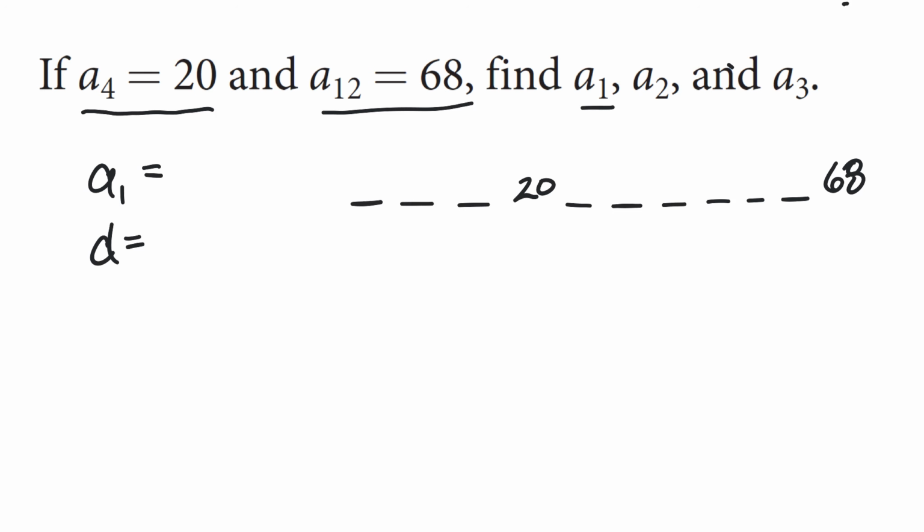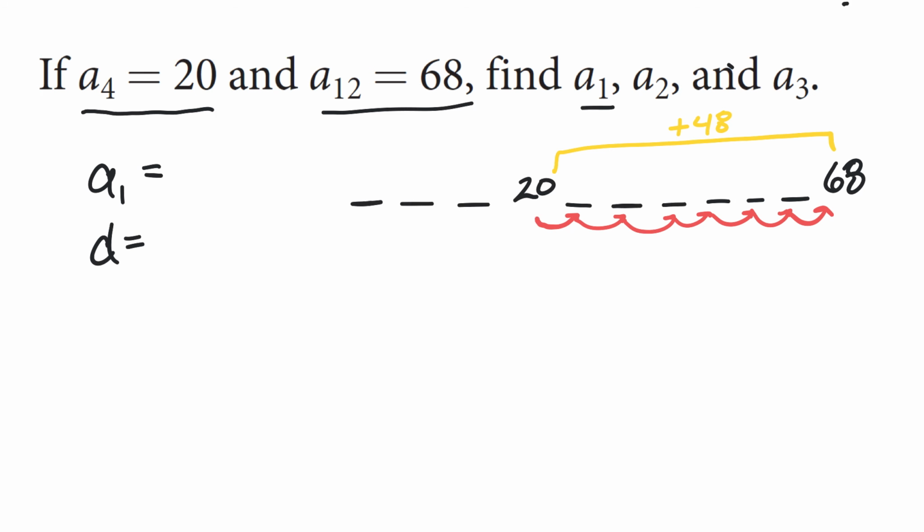Well, what we need to think about is how much change have we seen, and in how many steps did we take to create this change? So let's talk about the steps we've taken. To go from the 4th term in the sequence to the 12th term in the sequence is 8 steps. We've taken 1, 2, 3, 4, 5, 6, 7, 8 steps. And in those 8 steps, we've gone from 20 to 68, so we've increased by 48.